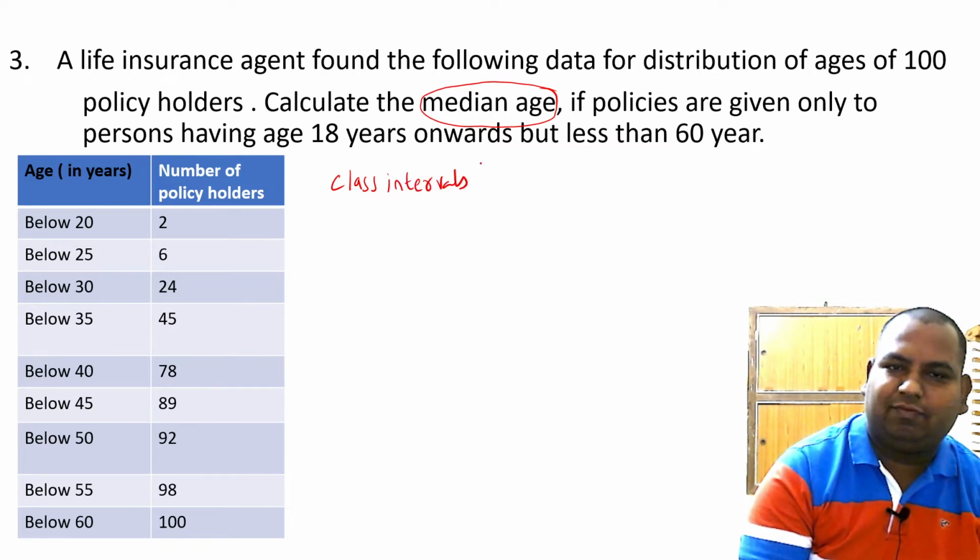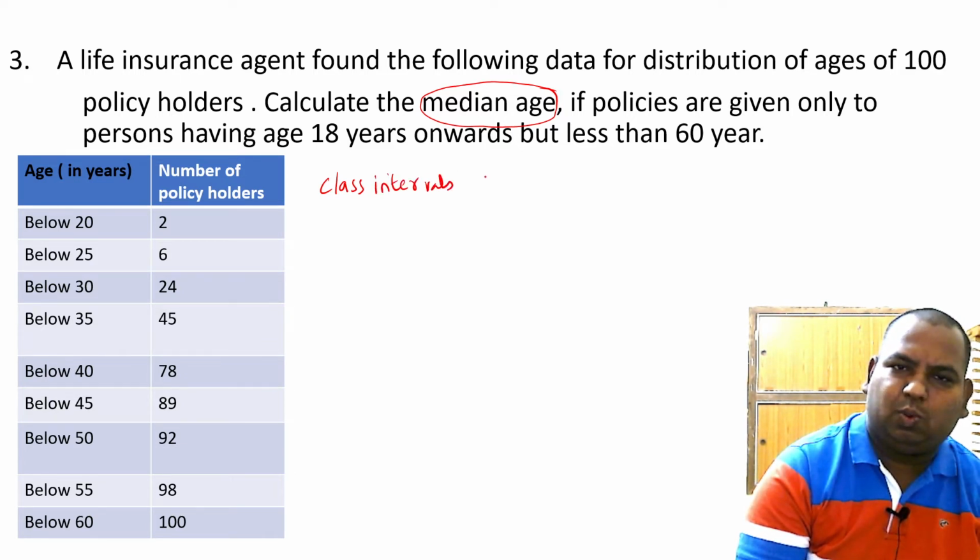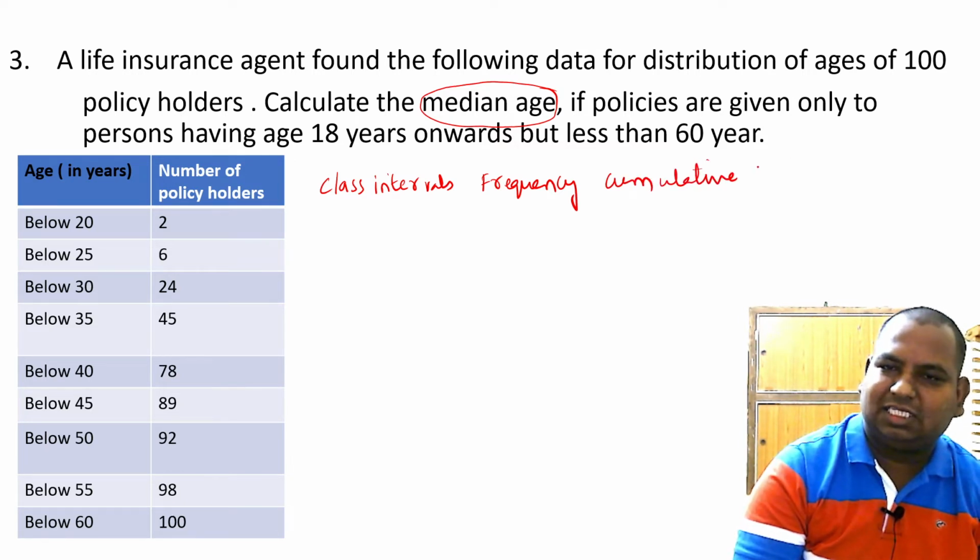We need to have, let me write small. So we need 3 columns here. We need class intervals, we need frequency, then we need cumulative frequency. 3 things are needed. So these 3 things we will derive from this data.